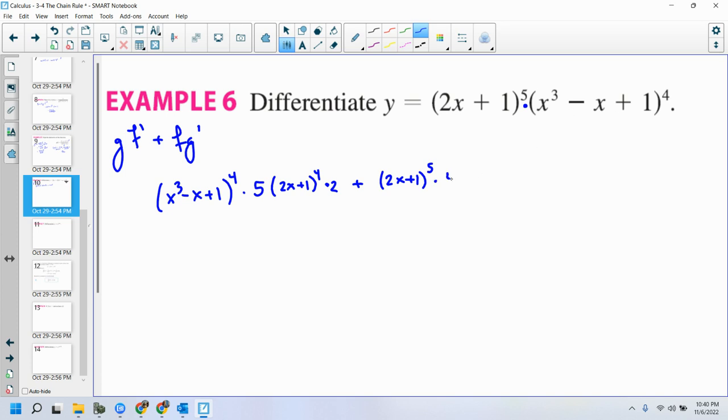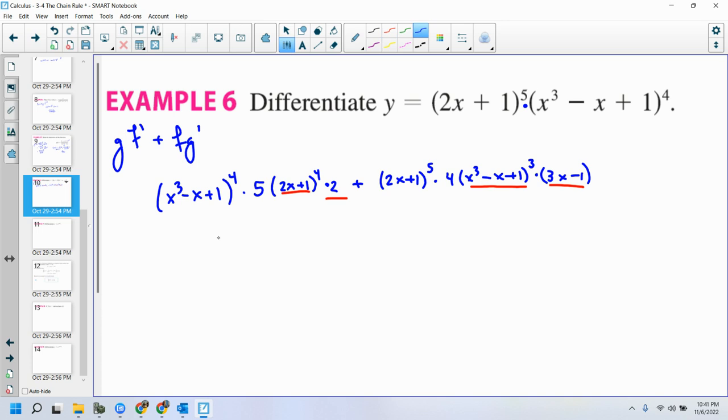So g prime is 4 times x to the 3rd minus x plus 1 to the 3rd times the derivative of the inner, 3x minus 1. Okay. So again, where is this 2 coming from? It was the derivative of the 2x plus 1. Where is this 3x minus 1 coming from? It was the derivative of the x to the 3rd minus x plus 1.